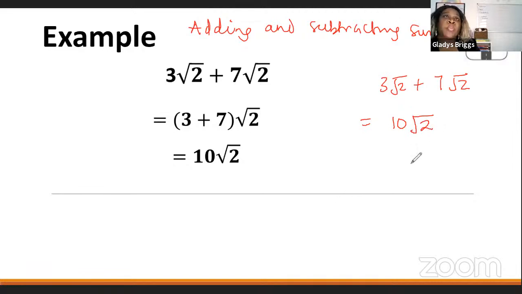It's like when we were doing common denominators. We don't touch what's at the bottom. We leave it as it is, and we just add the top numbers. Think of it that way when you're working with surds. So write my example down, and then we can have a look at some more.